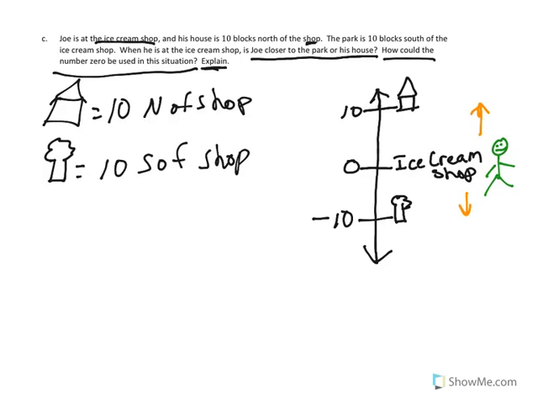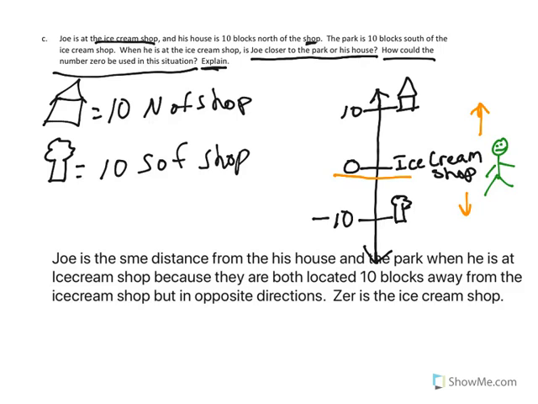And how could the number 0 be used? Well, I hope you also realize that 0 was the ice cream shop. So what you should have written is something along these lines. Joe is the same distance from his house and the park when he's at the ice cream shop because they are both located 10 blocks away from the ice cream shop, but in opposite directions. 0 is the ice cream shop. All right, moving on.